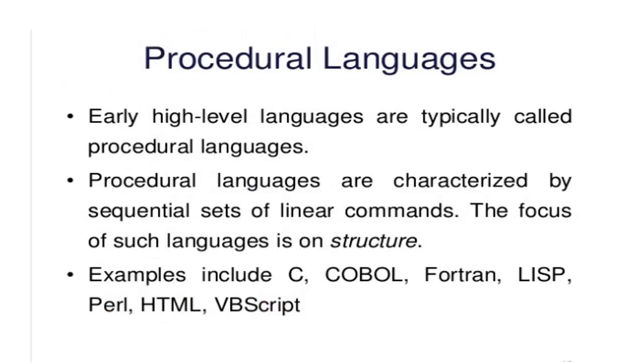Procedural languages. Early high-level languages are typically called procedural languages. Procedural languages are characterized by a sequential set of linear commands. The focus of such languages is on structure. That means it is a structured programming language. We have seen the C programming language. This is a structured programming language, one type of example of procedural language. There are a few examples I mentioned here: COBOL, Fortran, Lisp, Perl, HTML, VB scripts. These are all called procedural programming languages.